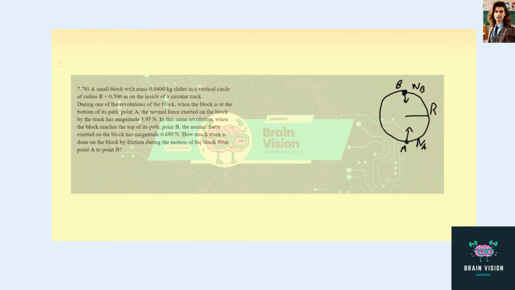Problem 770, we have a small block of a certain mass. It slides in a vertical circle of radius ½ a meter inside the circle track. And during one of the revolutions of the block at the bottom of the path, it has a normal force directed upward. That's the contact force between the block and the surface that pushes the block away from the surface, so it's directed upward. And we have another normal force at point B that acts on the block, pushing it down.